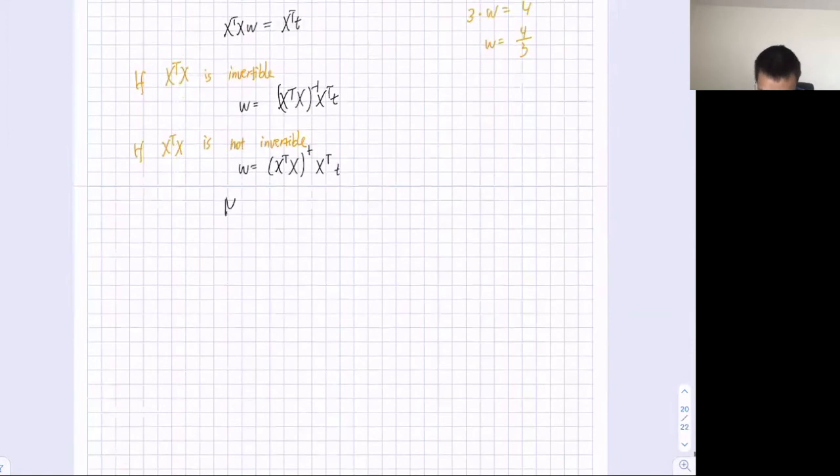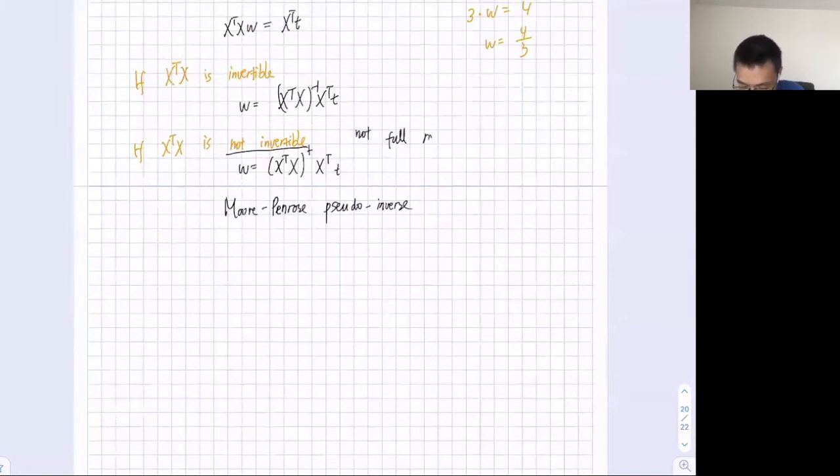This is known as the Moore-Penrose pseudo inverse. You can check the reference I posted for the details, but we're just going to explain what it means by not invertible. A matrix is not invertible, it just means it's not full rank, or maybe some eigenvalues are 0. It's similar to 0 times 1 is maybe some number, any number. Then you cannot put 1 over 0, it's invalid.